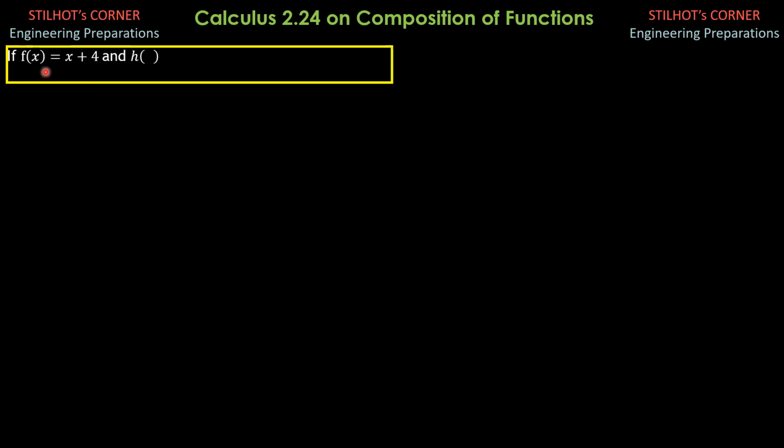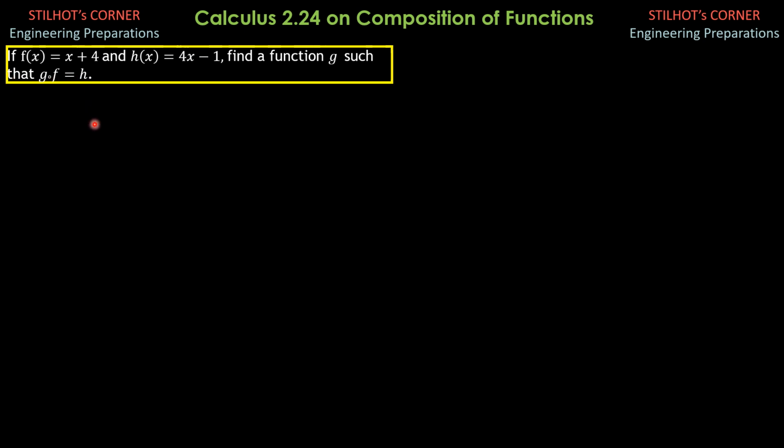Hello future engineers, here is another video in calculus, particularly on composition of functions. If you want to anticipate, if you want to answer the exercise here, you may do so by pausing the video. So if f of x is x plus 4 and h of x is 4x minus 1, find a function g such that g of f is h.